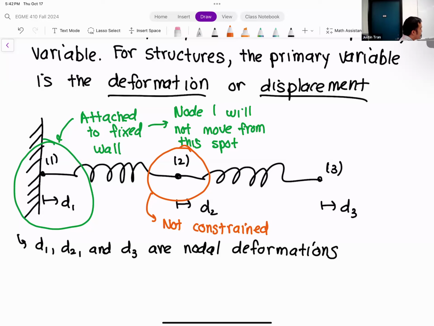And then same thing for node 3. Node 3 is being acted on by a force, right? I didn't draw it here, but there's a tensile force being applied on node 3. So node 3 actually already has a boundary condition being applied, and so it has a load type boundary condition. Node 3, just by definition of having a load type boundary condition applied to it, is also not going to be constrained.